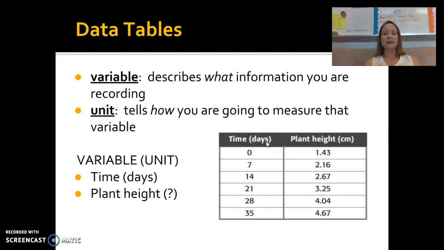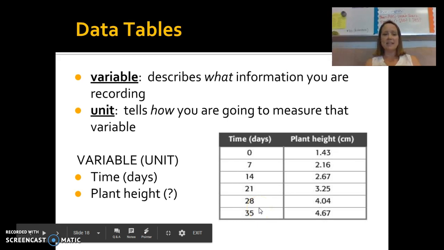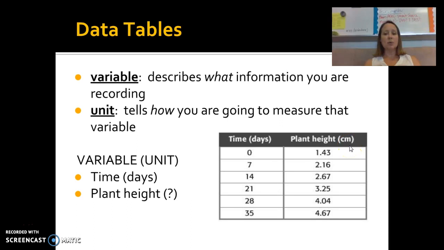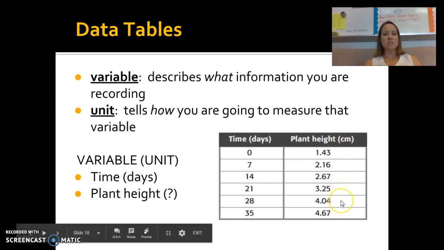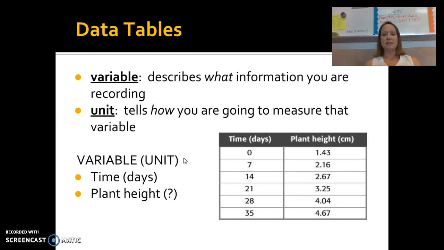That's important because if I didn't have days here, and I just had time and numbers, I wouldn't know if that's days, seconds, minutes, weeks. So it's important that you always include the unit. You put the unit in the header, then you don't have to put it next to each number in the column. For plant height, our second variable, our unit is centimeters. Again, that's important because if I didn't have the unit, I wouldn't know these numbers are centimeters, inches, miles. So including your variables and units is always important. We always write it with the variable first and the unit in parentheses.